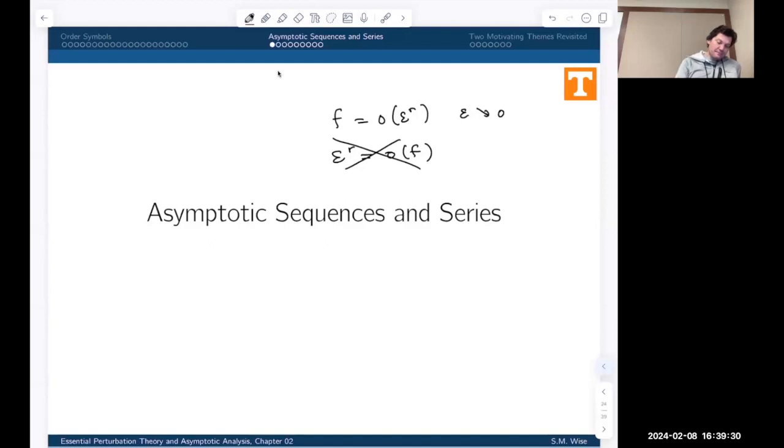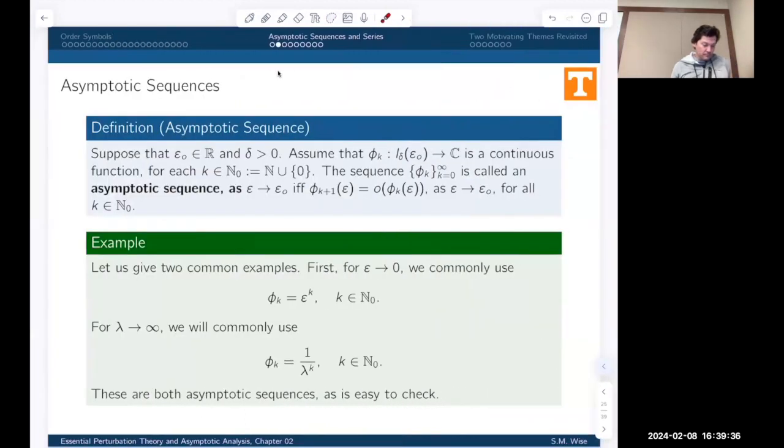In any case, let us move on to asymptotic sequences and series. We need to know what an asymptotic sequence is first. And as with all things asymptotic, you need to know where you're going first.